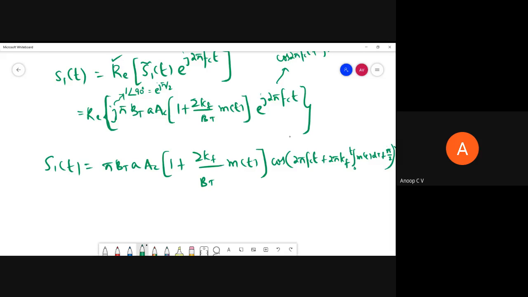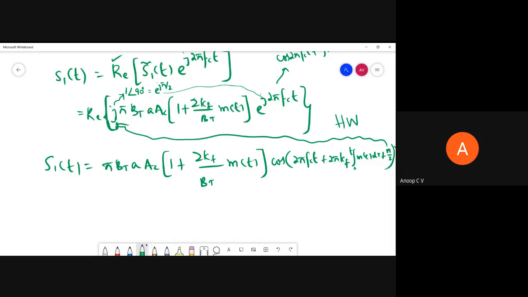Multiplication with j you can write as e power j pi by 2. So e power j 2 pi fct into e power j pi by 2 will become e power j of 2 pi fct plus pi by 2. If you expand that using Euler's formula, you can try it out as homework.